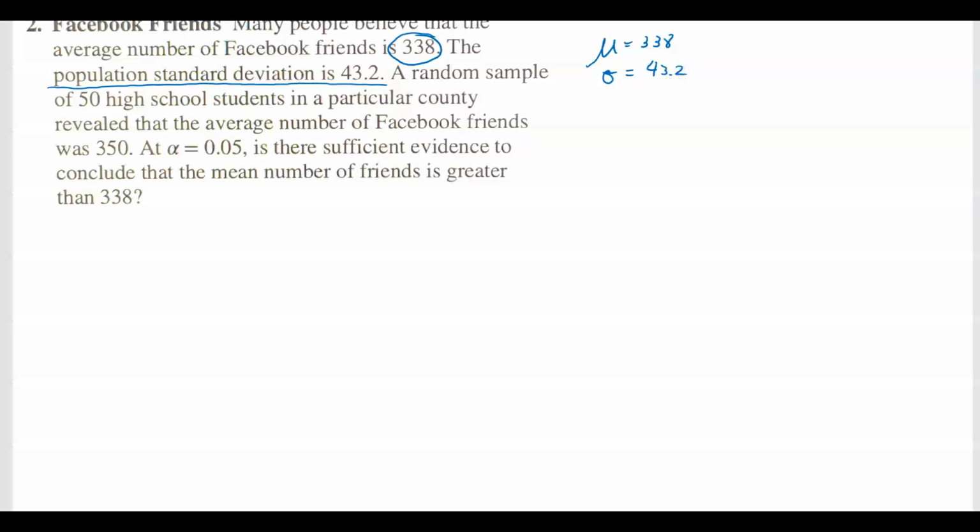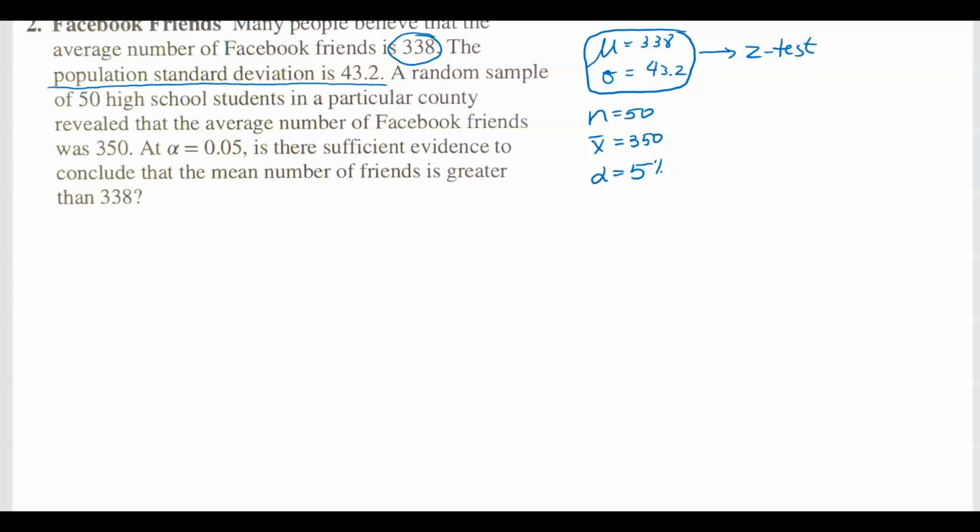And now we're going to take a sample. The sample is just 50 high school students, and their X bar is 350. They ask me, with alpha equals 5%, determine whether there is sufficient evidence to conclude that the mean of the friends is greater. Okay, so first of all, before I even begin, what kind of test am I grabbing here? Well, these things are telling me my parameter is mean, and I do have the population standard deviation, so I'm going to run here the z-test.